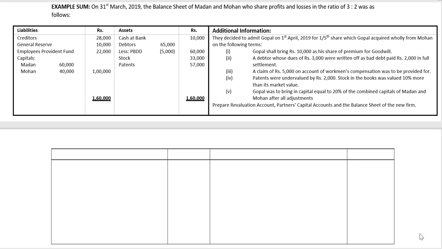Example sum. On 31st March 2019, the balance sheet of Madan and Mohan, who share profits and losses in the ratio of 3:2, was as follows. To the left of the screen, we have the balance sheet given. Additional information is given to the right of the screen. They decided to admit Gopal on 1st April 2019 for 1/5 share, which Gopal acquired wholly from Mohan on the following terms. First point, Gopal shall bring rupees 10,000 as a share of premium for goodwill.